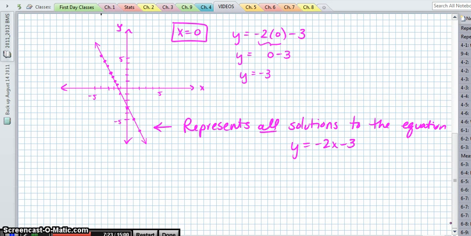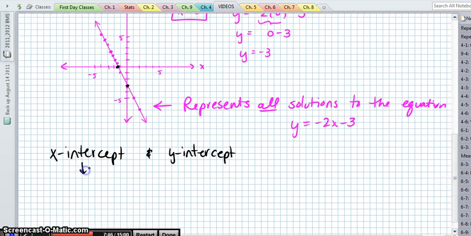So let's talk about intercepts. What are intercepts? Okay. X-intercept and y-intercept. Basically, these are the points where the line that you're graphing crosses the x and the y axes. So the x-intercept is where the line crosses the x-axis. And the y-intercept is where your line crosses the y-axis.